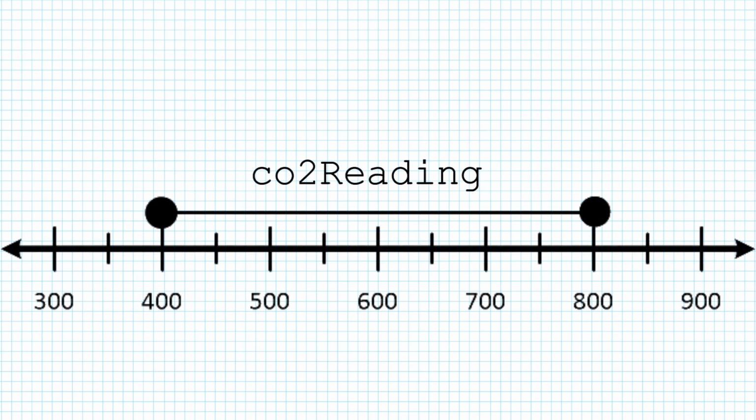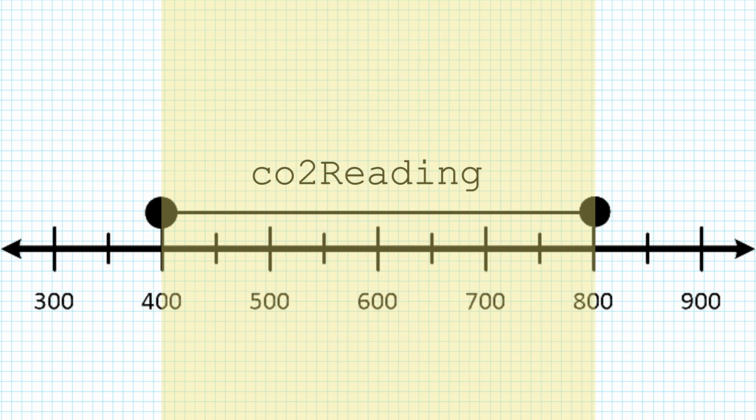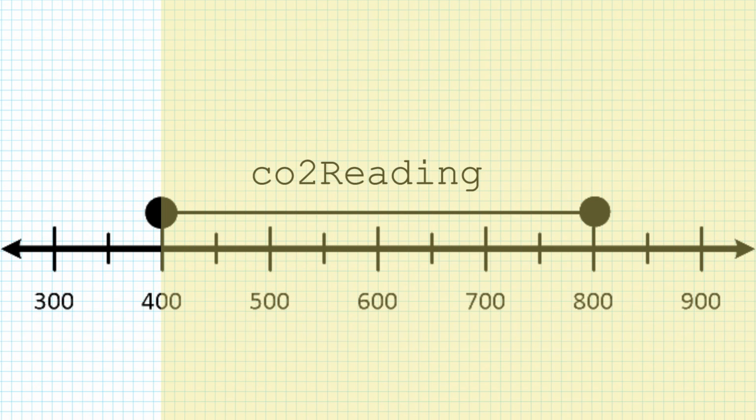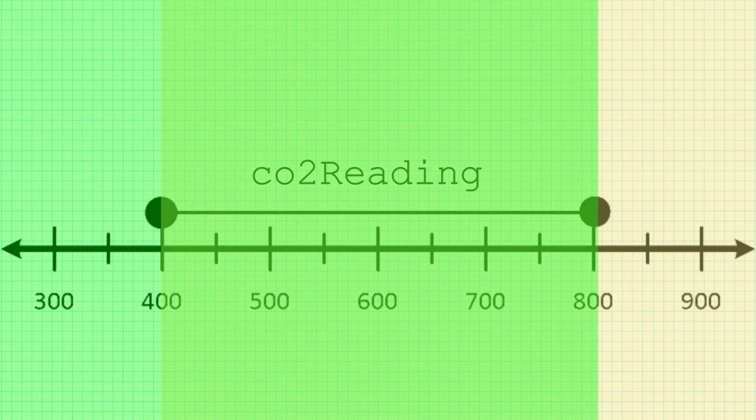Now think about why you have to use AND here. To constrain the value within the limits, both of the conditions must be true. It must be both greater than the lower limit and less than the upper limit. If I use an or, the condition will always be true because any number is either greater than or equal to 400 or less than or equal to 800.